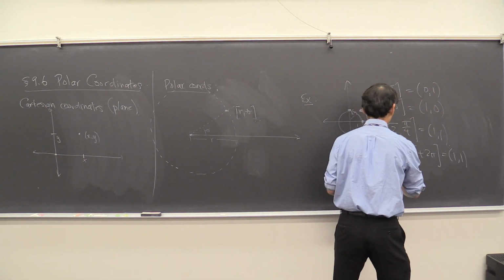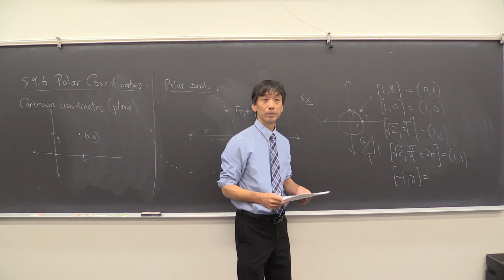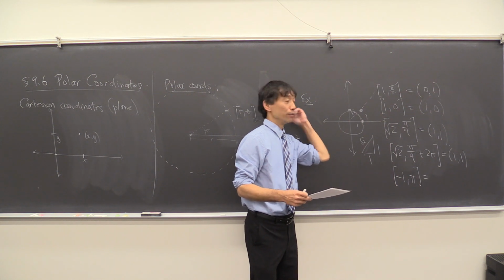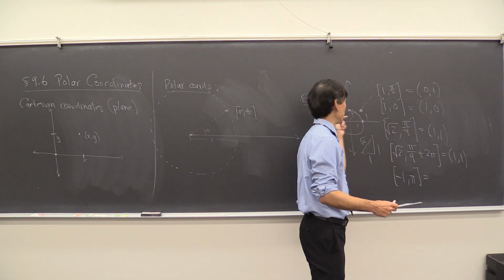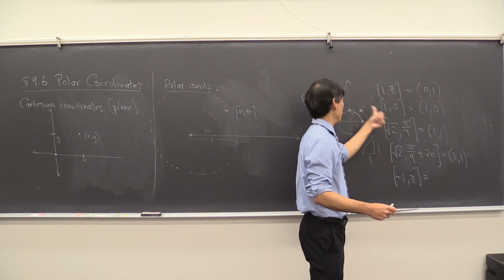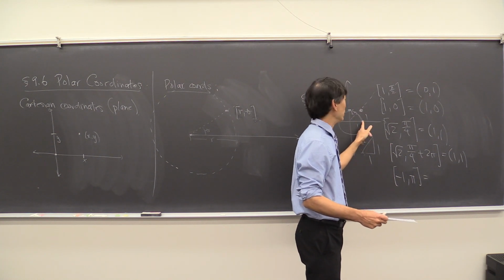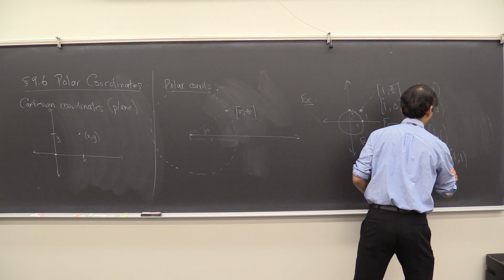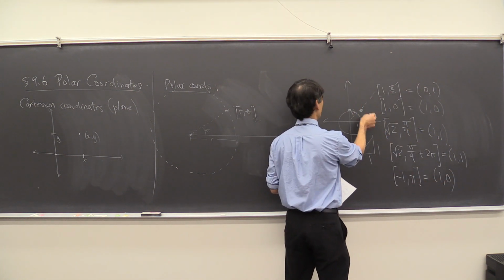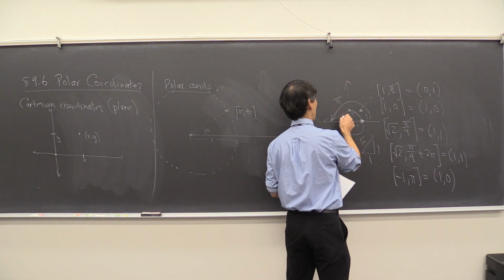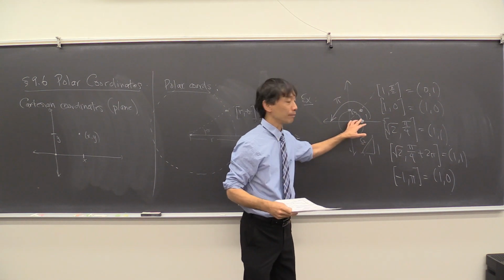Or if I have something like, say, -1 comma pi, where would that be? Well, I'd be in the pi direction, which is this way, but I'd be traveling -1 units away. So I'd go backwards. I'd be pointing in this direction, but going backwards, and I would come to this point. So this is still going to be 1 comma 0, because I've got angle pi, but I'm traveling -1 units of length. Okay.